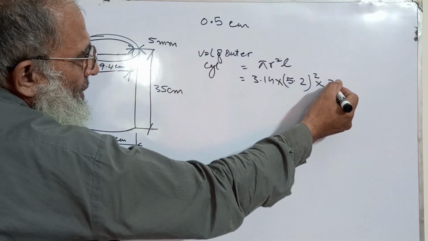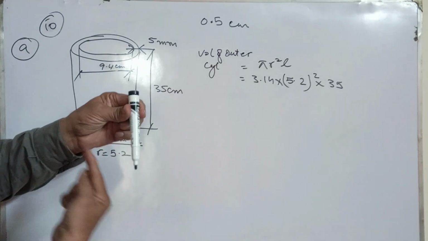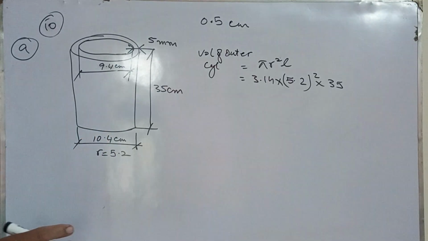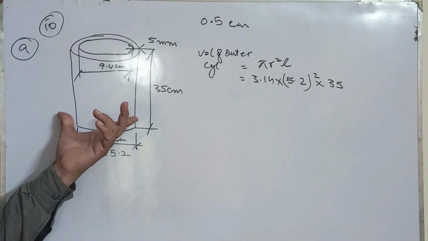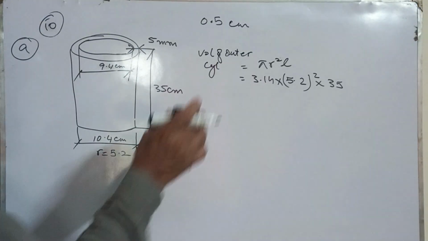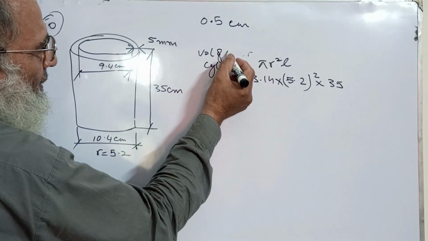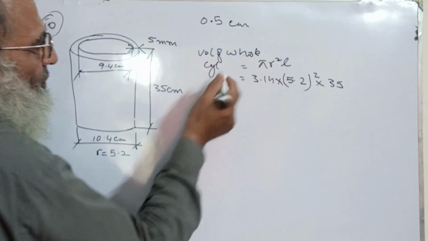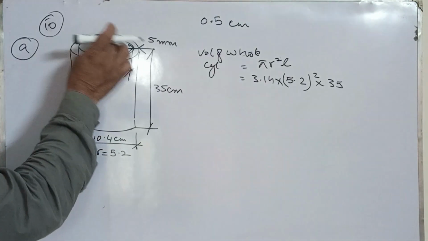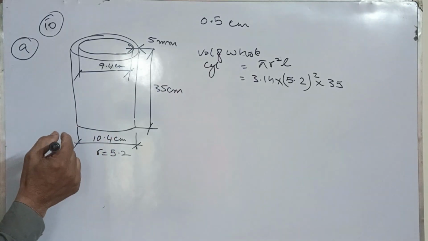Now this is the outer shell, the outer surface, the cylinder without hole. This is something confusing. Volume of whole cylinder without hole. This is without this bore. This is called bore, or this is called hole. Okay. So this is hole.